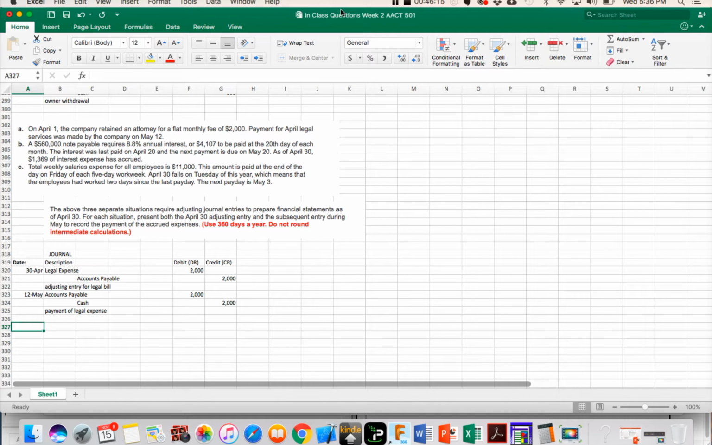The next one is some interest that has accrued over the period between when we last paid interest on the 20th of April and the end of the month. We won't pay interest again until the next month. So as of the end of the month, we do want to show any interest that has accrued over that time. This again would be an example of an accrued expense that we haven't paid yet. So we still are going to recognize that as an interest expense.